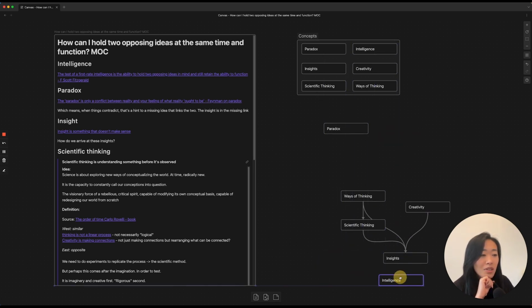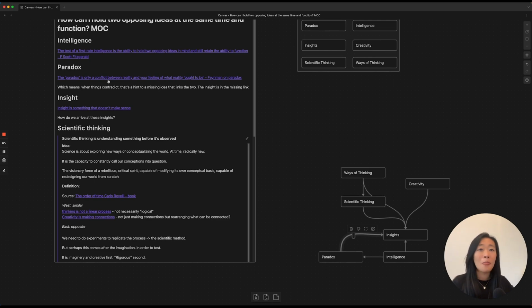And we probably have some sort of intelligence contributing to the insights. Why did that disappear? Here we go. And then the paradox, where would I put that? Well, apparently intelligence is what attributes to paradox, according to this quote here from F. Scott Fitzgerald, that the test of a first-rate intelligence is the ability to hold two opposing ideas in mind and still retain the ability to function. Okay, so to me then, also paradox creates insights, right? Because they don't seem to work together, yet there is something underneath. Because if we look at this quote here from Richard Feynman, the paradox is only a conflict between reality and your feelings of what reality ought to be, right? So this is actually an opportunity, a hint, to find new insights.